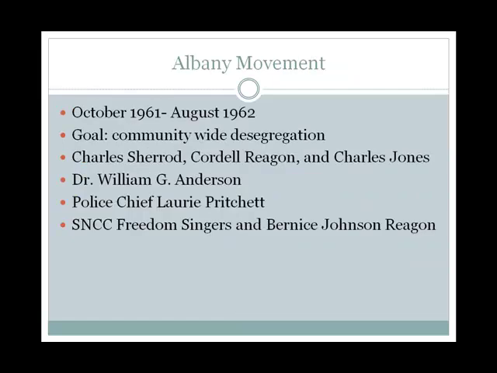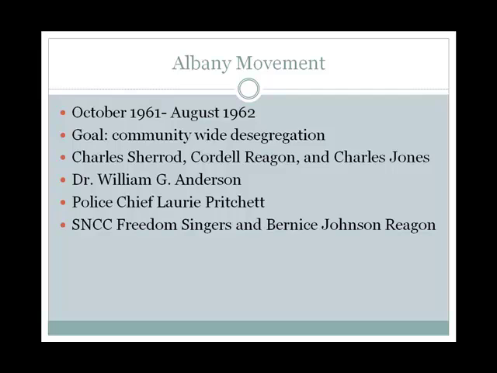From October of 1961 to August of 1962, in the community of Albany, Georgia, civil rights organizations, in particular SNCC organizers, challenged community-wide segregation and continued the efforts that had been characteristic of the movement in the 1960s. The goal of what became known as the Albany Movement was to desegregate all facilities in the city of Albany, Georgia. SNCC workers Charles Sherrod, Cordell Reagan, and Charles Jones came into Albany to conduct a voter registration drive. But again, they did not stop at this.